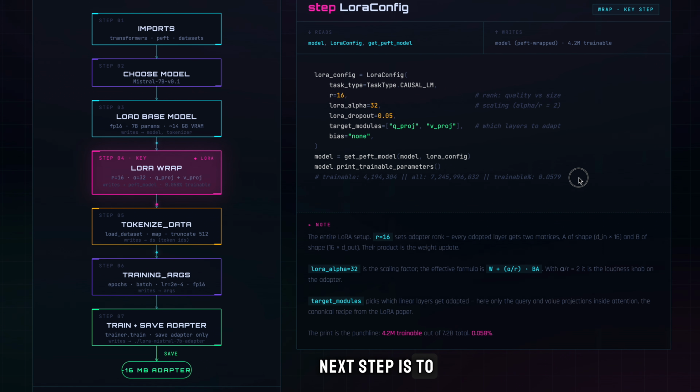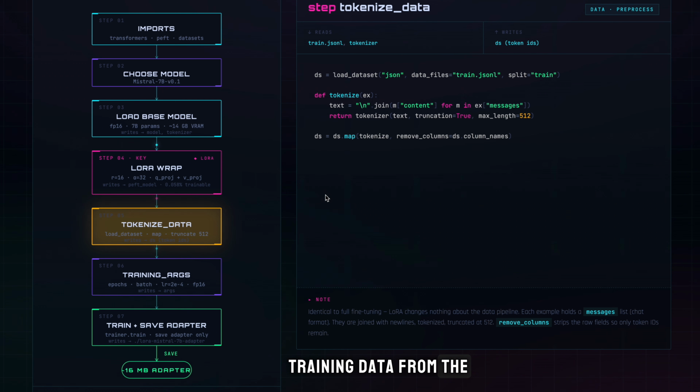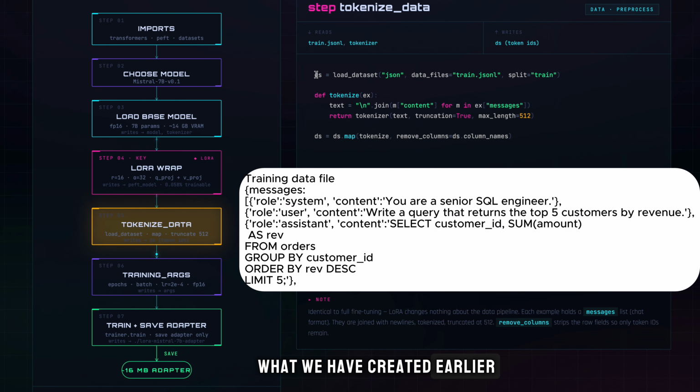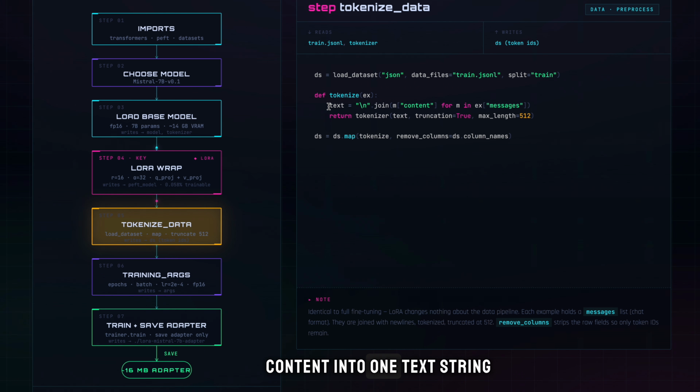The next step is to load and tokenize the data. We load our training data from the JSON file that we created earlier. Each example has a list of messages. We join the message content into one text string. We tokenize the text and cut it off at 512 tokens. Finally, we apply this step to every example in the dataset.